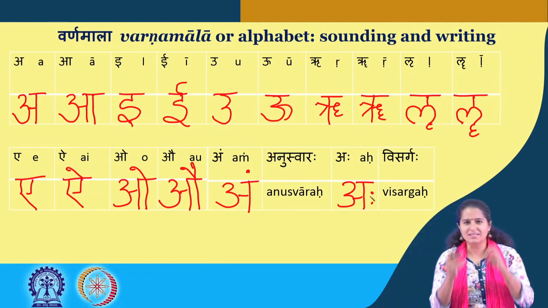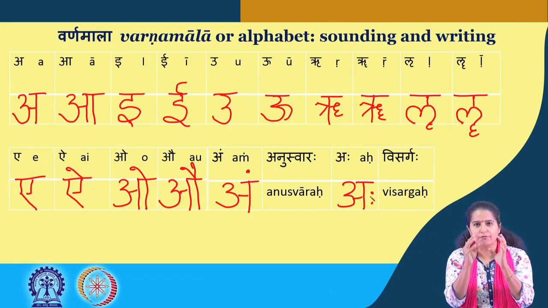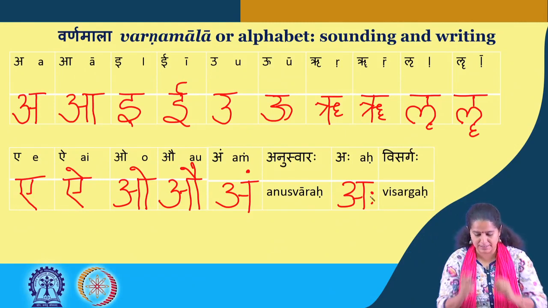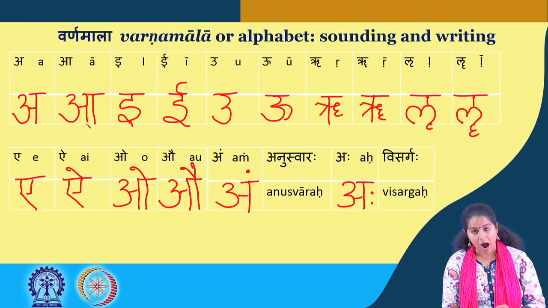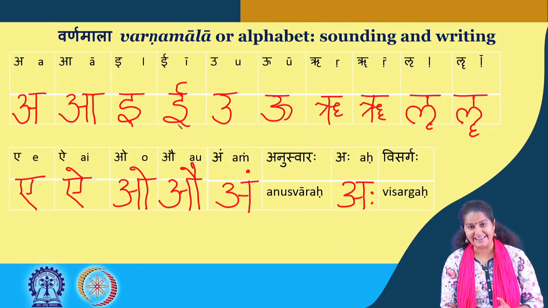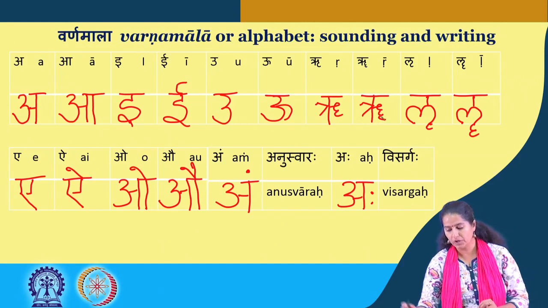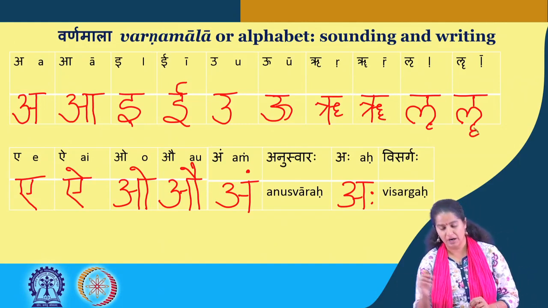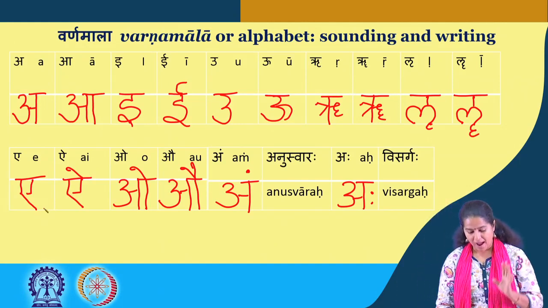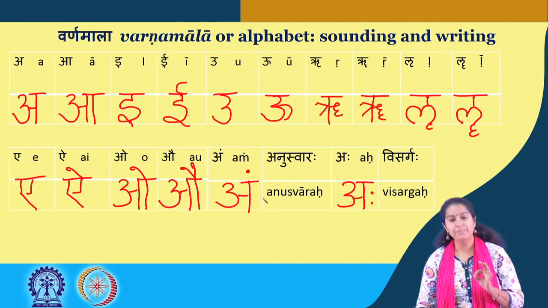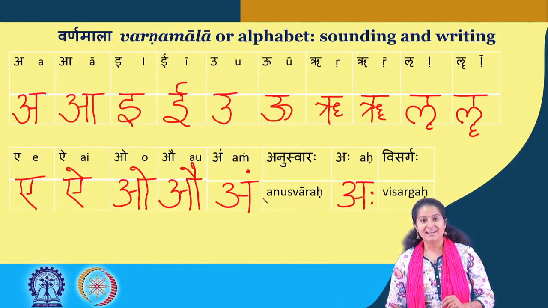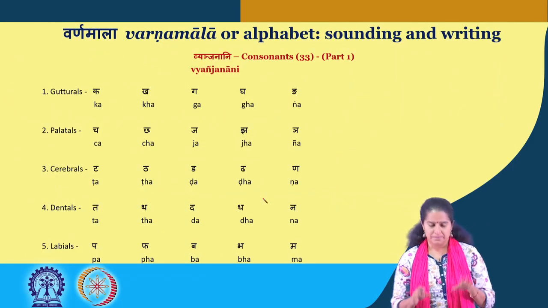Let's just read it once again and focus your attention on the forms of the sounds, okay, the different letters. So, a, I, u, r, l, e, I, o, ow, aha. Uttamam. Let's move on to the consonants.